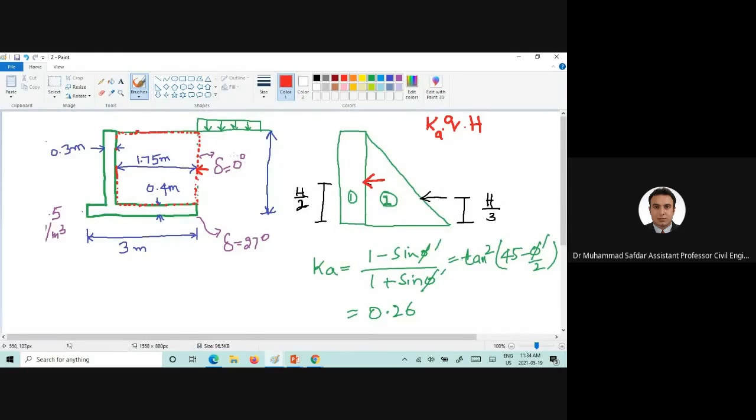Now, from the soil which is present here, this will give us a triangular distribution as we go along the depth of the soil or the retaining wall. Then if you want to find out the lateral thrust which is exerted, that lateral thrust would be acting at 1/3 from the base. So this is the base, this is the top here, thrust.